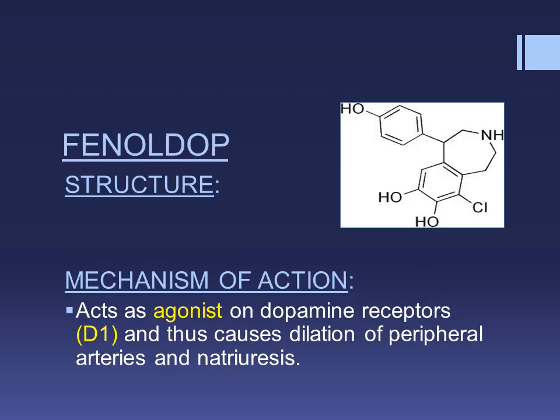So our next drug is fenoldopam. Its structure is as shown. It's a dopamine D1 agonist and causes dilation of peripheral arteries as well as natriuresis, which is the excessive secretion of sodium in the urine.